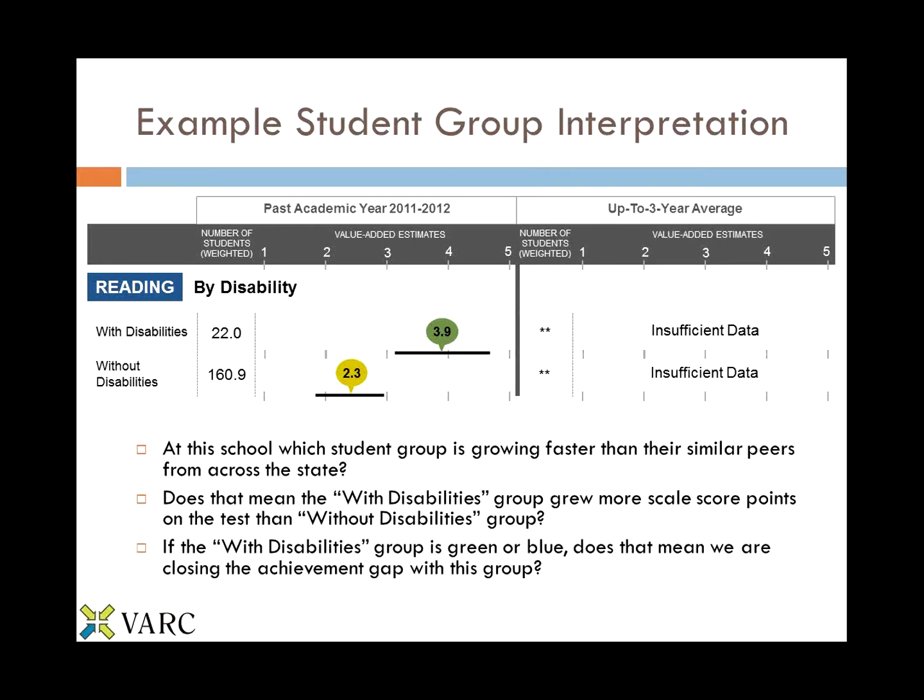Here's another one. If the with disabilities group is green or blue at my school, does that mean we are closing the achievement gap with this group? No, it doesn't mean that. Achievement gap closing would be a different thing. It could be that I'm growing my students faster than other disabled students, but they still might not be growing fast enough to close an achievement gap. So this is about how did I do compared with across the state of Wisconsin with students like mine who are disabled. It's not saying are we closing a gap.